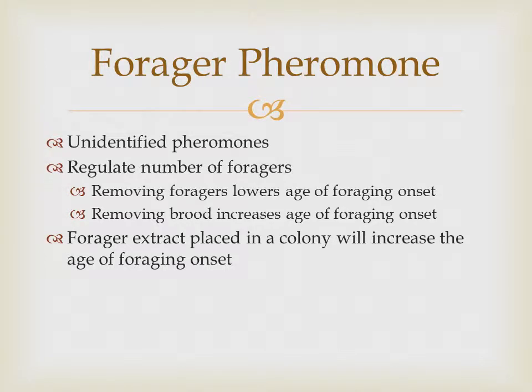The forager pheromones are not really identified. However, removing foragers from the colony decreases the age of foraging onset in the young bees because they have to replace the removed foragers. Removing young bees delays the onset of foraging in the young because there aren't that many young to feed anymore. If you wash foragers in hexane and remove all of that extract and then put it on a new colony, it will increase the age of foraging because they think there are more foragers present.